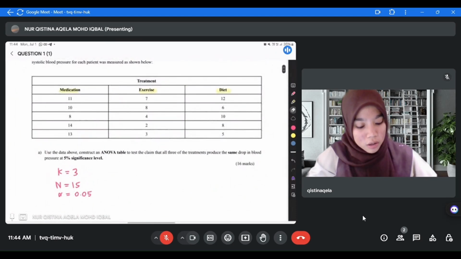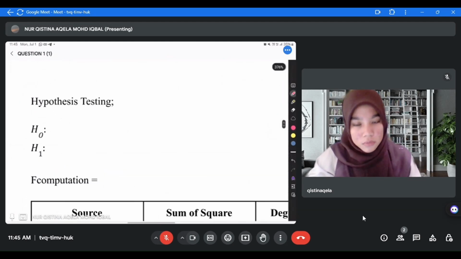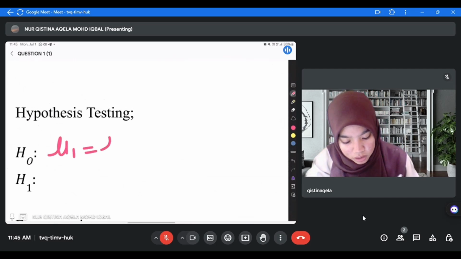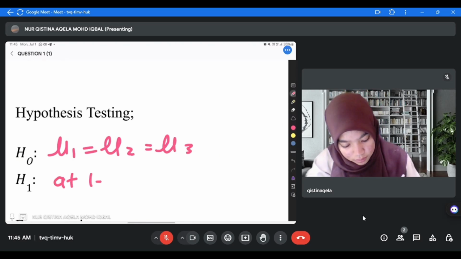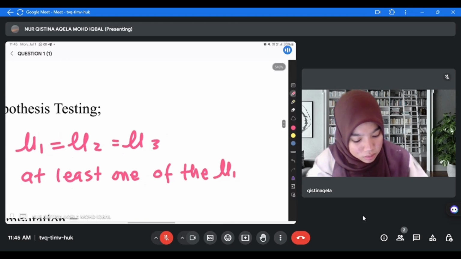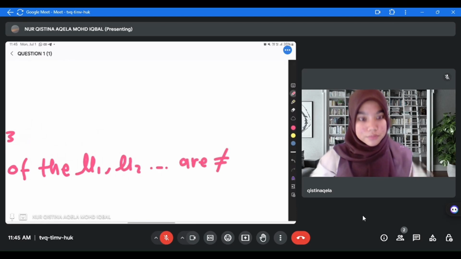Now, to test the claim that all 3 treatments produce the same drop in blood pressure at the 5% significance level. So the claim was all treatments produce the same drop in blood pressure. To do the hypothesis testing, we know that our H null is mean of population 1 equal to mean of population 2 equal to mean of population 3. Thus, our H1 is at least one of the means of population 1, population 2, population 3 are not equal.